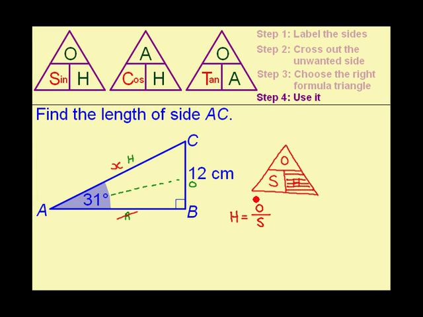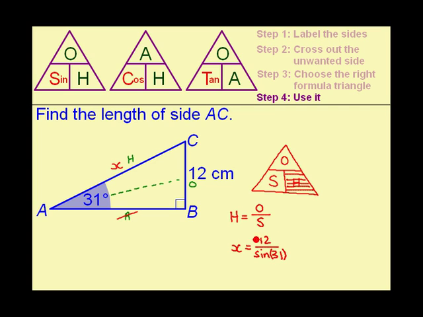Now we need to replace these with what we know from the triangle. So H is actually X, O is 12, and S stands for sine, and it's the sine of the angle, which is 31. Remember, if your calculator opens a bracket here, you need to close it.